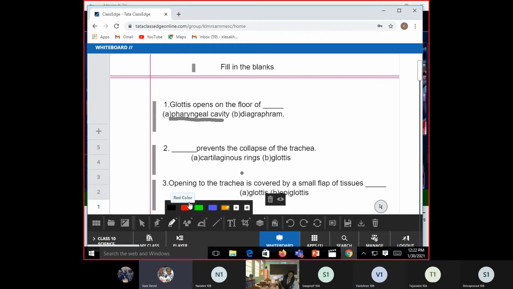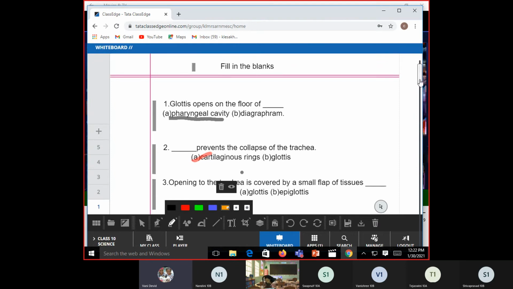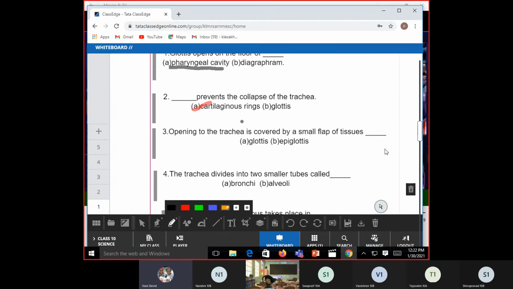Second question. Dash prevents the collapse of the trachea. Option A, teacher. Cartilaginous rings, teacher. Cartilaginous rings. Very good. Okay. Third question. The opening to the trachea is covered by a small flap of tissue. What is that? The epiglottis. Very good. Epiglottis.